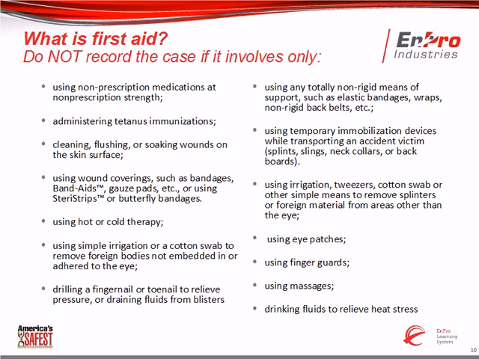Using any totally non-rigid means of support, such as elastic bandages, wraps, non-rigid back belts. Most of the braces that you see handed out by healthcare professionals now usually have some sort of rigid means to them. Carpal tunnel brace is going to have the metal splint along the wrist. A knee injury typically has a hard plastic or metal support along the outside of the leg. If the support is meant to immobilize and there's any part of it that is rigid, that would fall under medical treatment. If you're going to use completely non-rigid means of support, not immobilization, but just solely to provide support, that would fall under first aid.